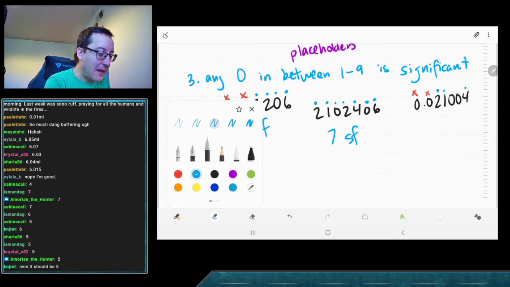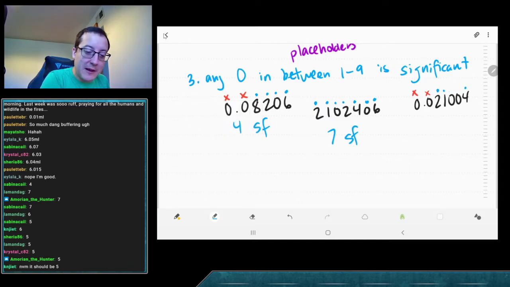And then we see we have zeros that are in between other numbers, right? They're in between 1 and 9. So it doesn't matter how many zeros are right there. Could be 5 zeros in a row. As long as there is a regular 1 through 9 number on each side of those zeros, they will count. And so as a result, this number will have 5 significant figures.